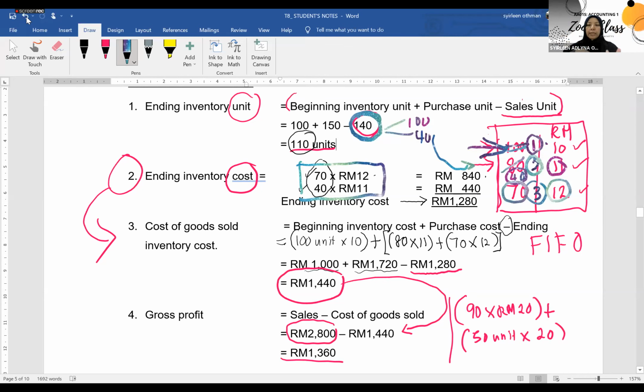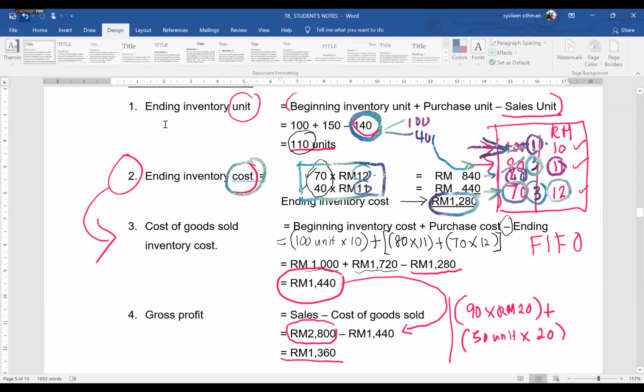So apa yang tinggal dekat saya? Yang tinggal dekat saya batch nombor 3 belum jual satu pun lagi, dan batch nombor 2 dah jual dah tapi tak jual habis, masih ada 40 unit. So 40 unit tu how much? Satu unit RM11. The last batch is 70 units, harga RM12. So if I want to calculate my ending inventory cost, I kena darab dengan cost seunit barang lah. So that's how I get RM1,280 for my ending inventory. Okay? Boleh, Rian? Boleh, thank you.